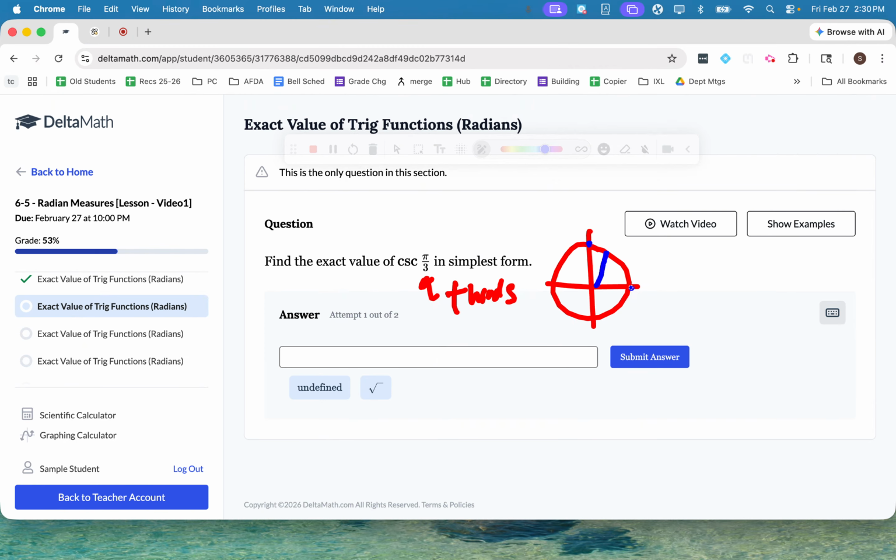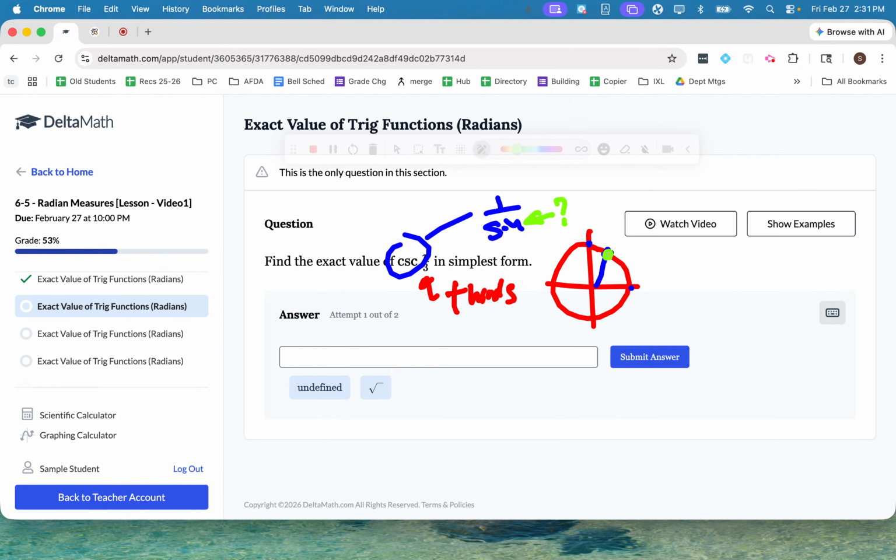This is 1/3, which is the same as 60 degrees. But the main thing is when we define cosecant, it's 1 over sine. Therefore, your first job is to find out what is the sine. Then you flip over that value.